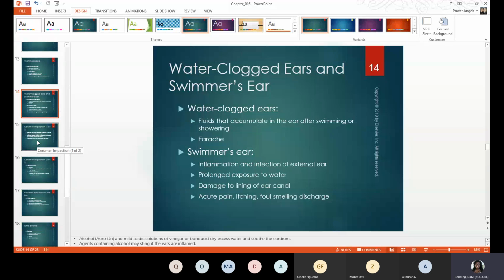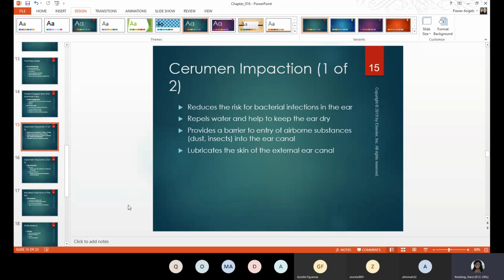So now that I've talked about the meaning of a water-clogged ear and swimmer's ear, we're next going to learn about a cerumen impaction. It's important to understand that cerumen is earwax. Earwax helps by reducing the risk of bacterial infections in the ear. It also repels water and helps to keep the ear dry. It also provides a barrier to the entry of airborne substances. So having earwax in our ear is going to help by providing a barrier to protect against dust or even insects that might go into the ear canal.